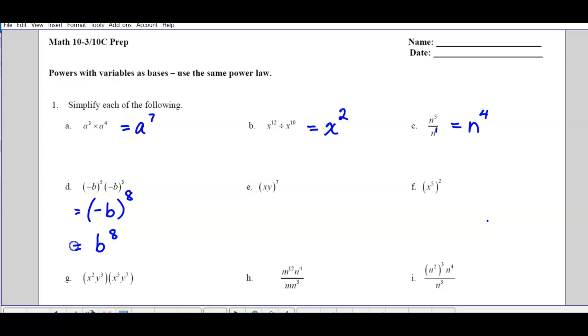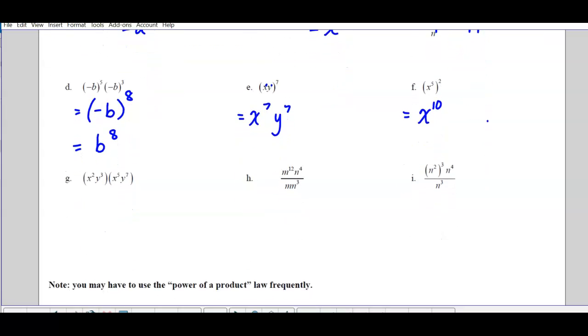Next one is power of a product. So we did numbers yesterday. Now they're variables, but remember that 7 applies to every factor inside there. So that's going to be x to the 7, y to the 7. Power of a power, it's like having ones there. You multiply the powers together, the exponents together. Next one is, again, a power of a power. So you multiply the exponents, so that's x to the 10.